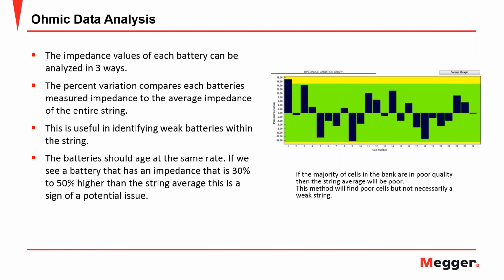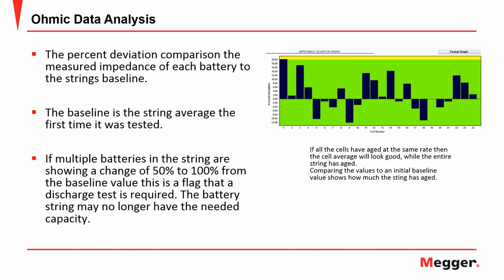Now, let's say you test the battery string and all the batteries' impedances are within 5% of each other. It looks phenomenal. But the whole string is aged from the time you put it in. Well, percent variation is not going to show that to you. That's why you also want to look at percent deviation.